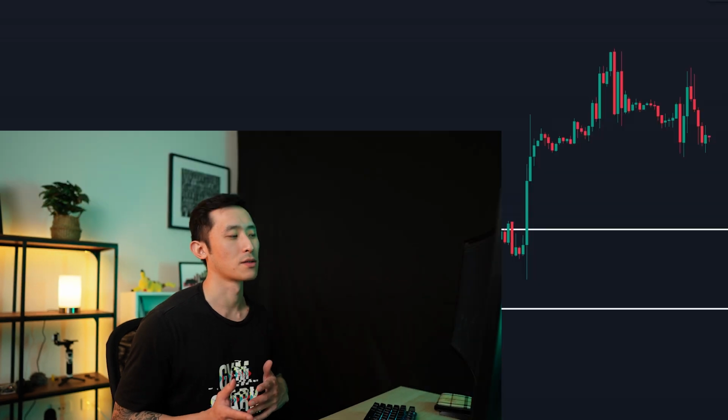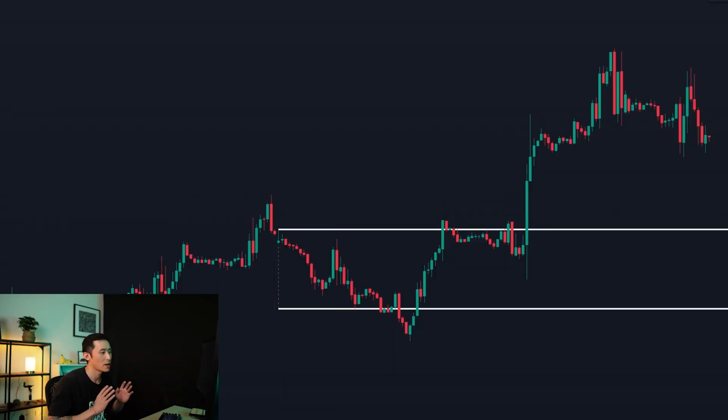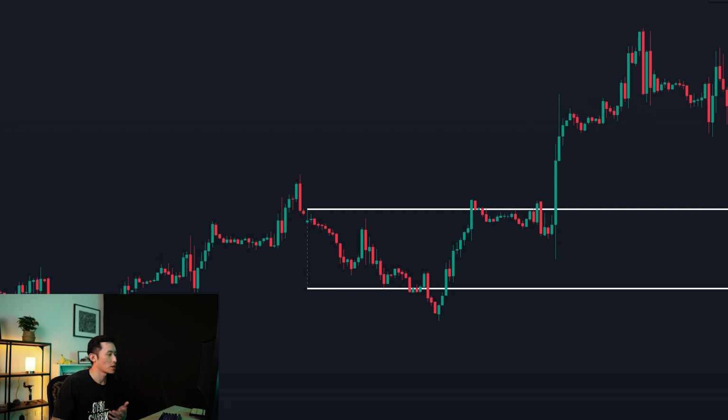So let's see how Monday's trading range could have helped us eliminate some noise here and actually show us the true directional bias. Okay, so here we are with Monday's range being marked out. As you can see, price started making lower highs and lower lows on the 1-hour chart, showing you that it is in a downtrend.